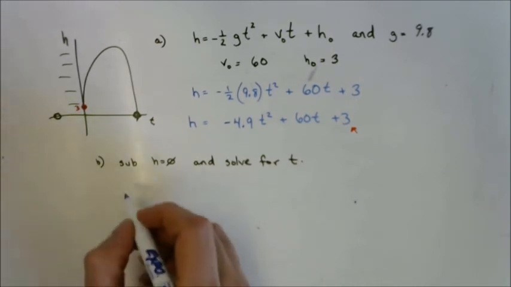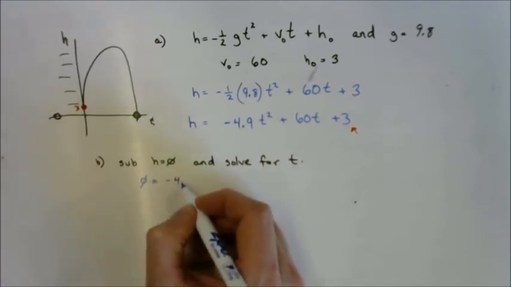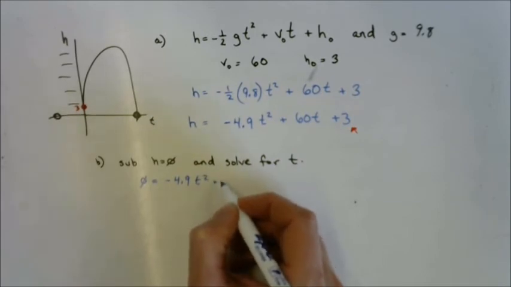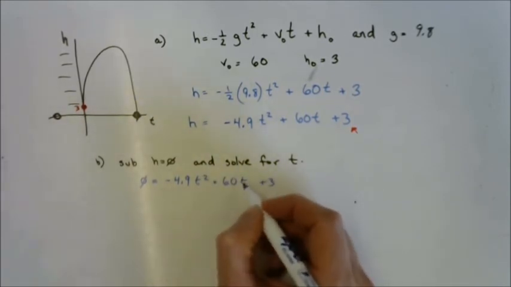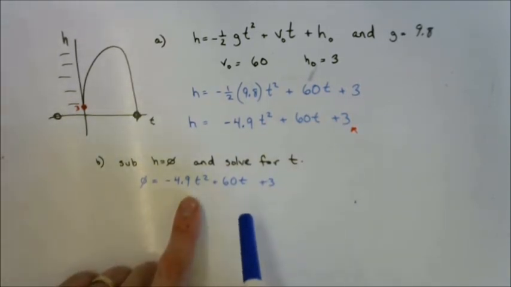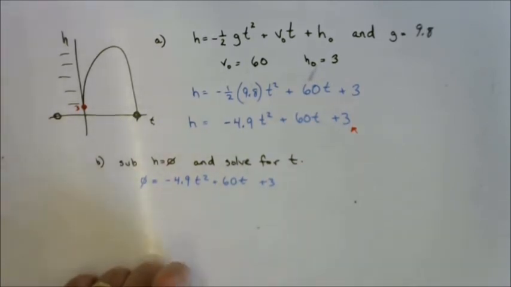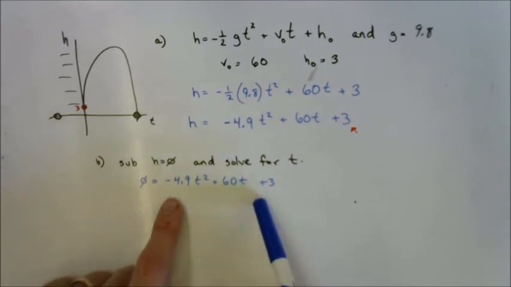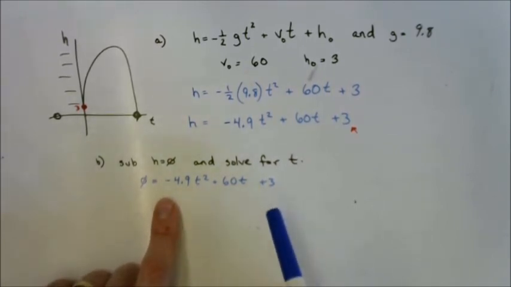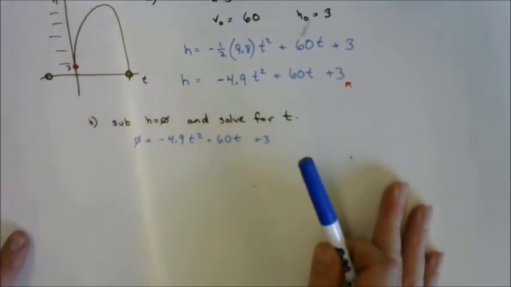Okay? So here we go. We've got h equals 0. So 0 equals -4.9 t squared plus 60t plus 3. Now we want to solve for t. So what strategy am I going to use? I want to factor it. Excellent. Or we can complete the square. Yes, but we're not going to. Look at this. I cannot factor this easily. I've got -4.9 times 3 for my product. So then I'm going to use my quadratic formula.